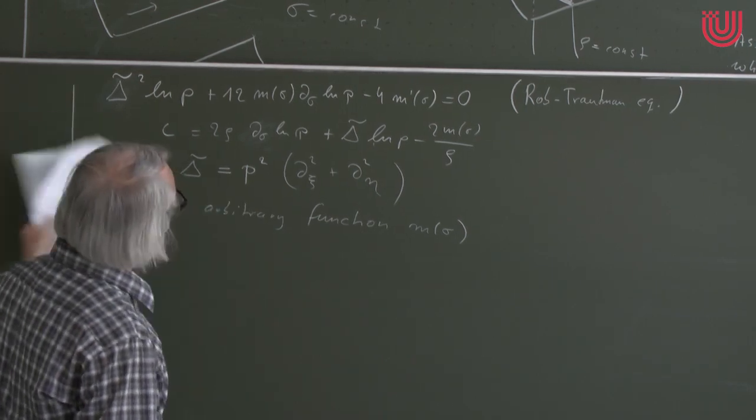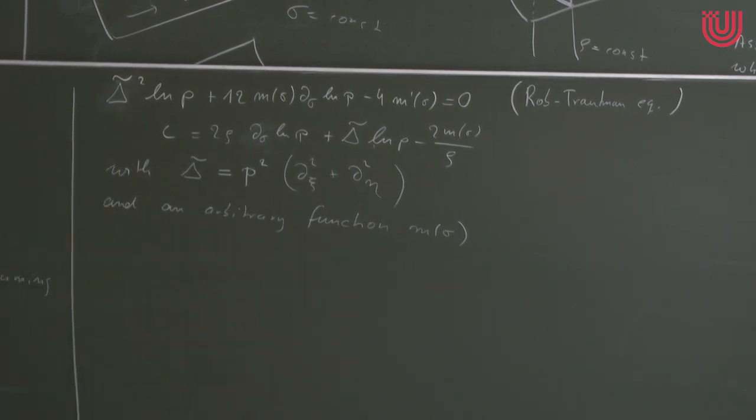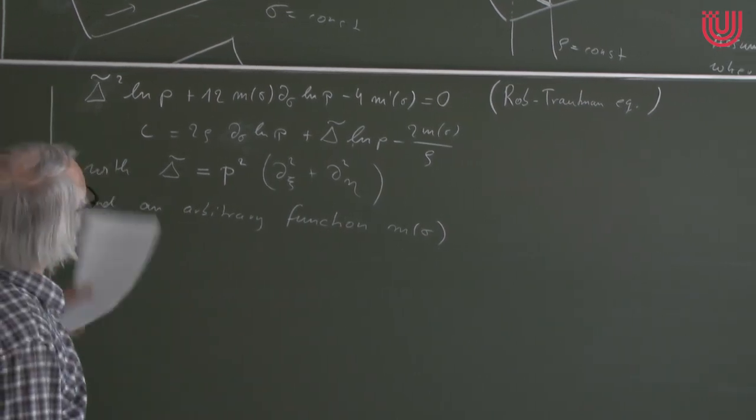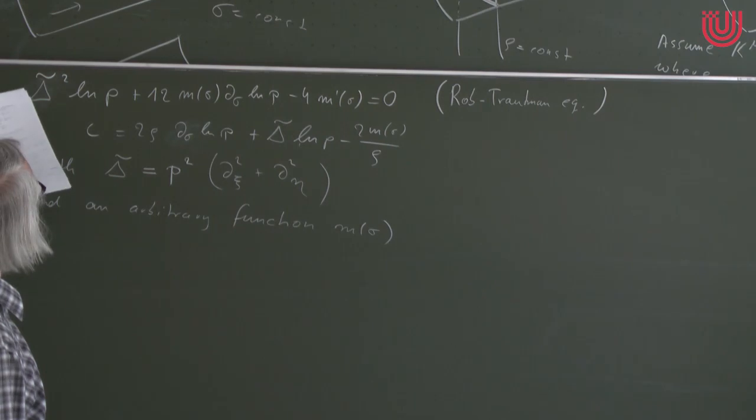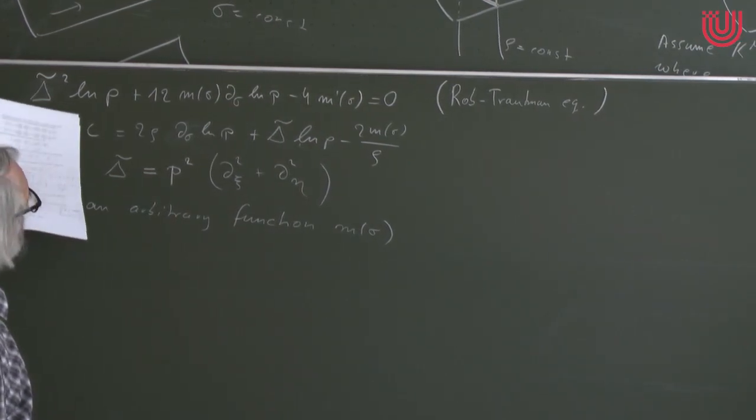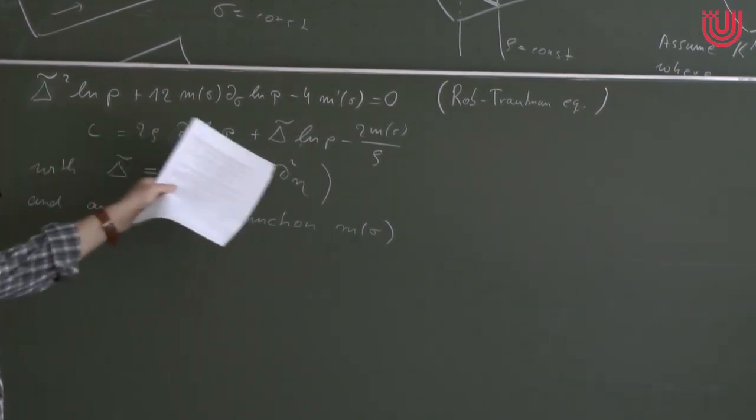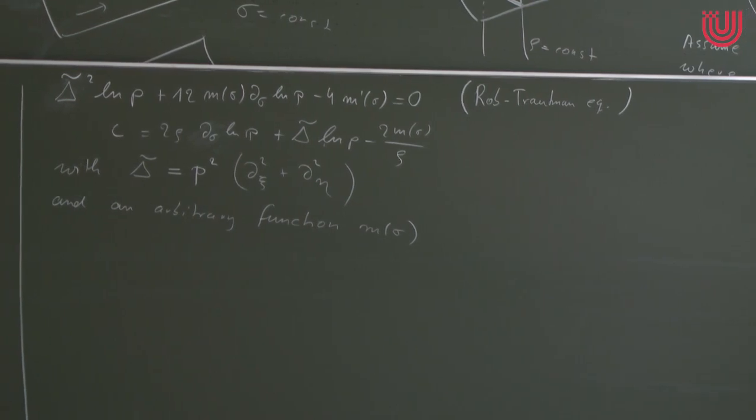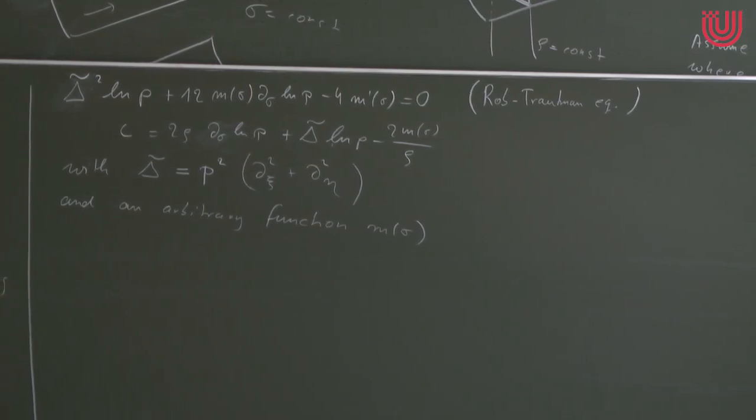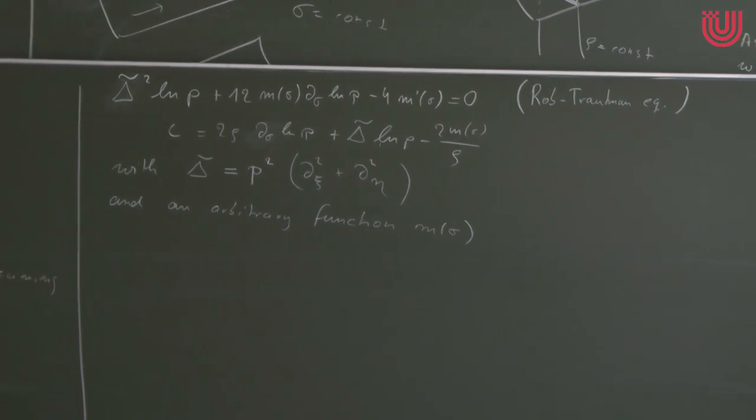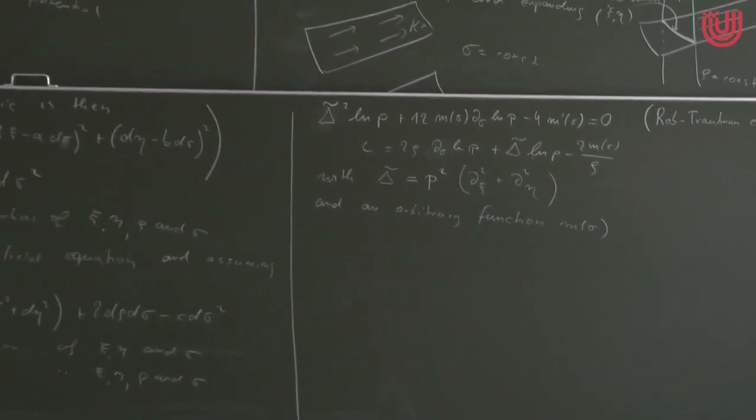But nonetheless, it's a partial differential equation which has a certain solution space. So if you have chosen your function m of sigma, you can solve this differential equation. And if you have found a solution P, then this equation gives you C, just algebraically. You just have to calculate it. And then you plug it into the metric, and this gives you the solution.